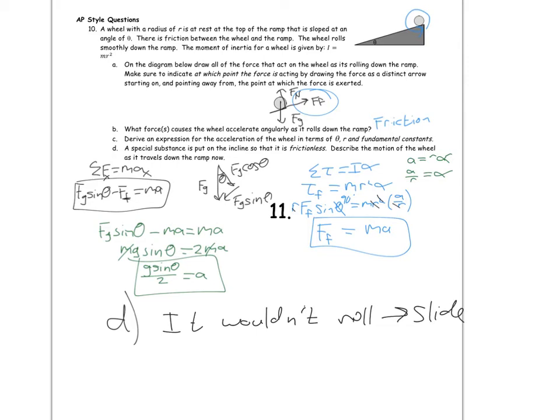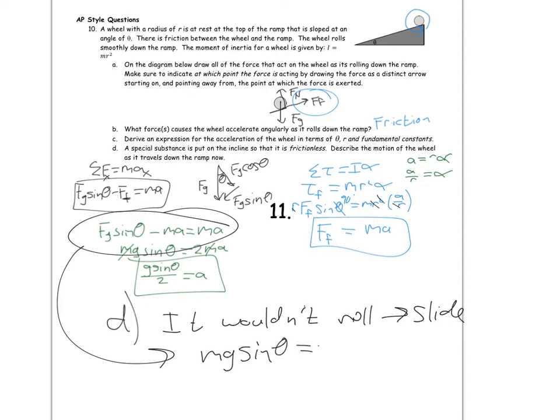And we actually could find the acceleration. We could simply take this expression and get rid of that force of friction, so it would be mg sine of theta equals ma. So our acceleration would just be g sine of theta. So that last part wasn't really necessary, but we could find the acceleration. It'd be no different than an object sliding frictionlessly down the ramp.